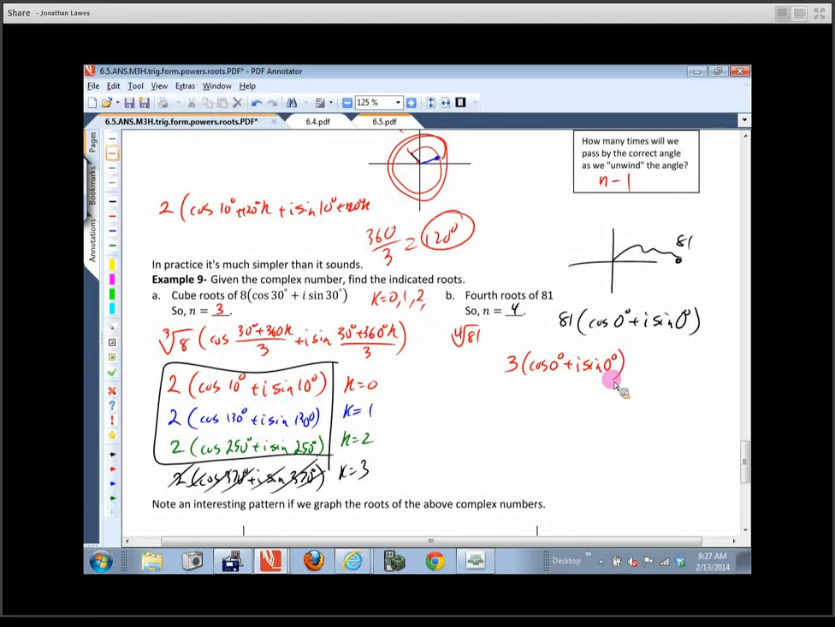How do I figure out how much to add to get to the next one? 360 divided by 4 is 90. So the next one is 3 cosine of, add 90. What's the next one? And what's the last one?